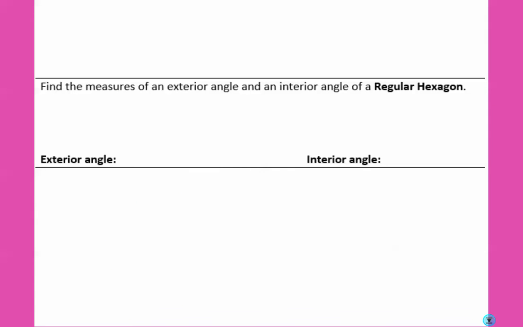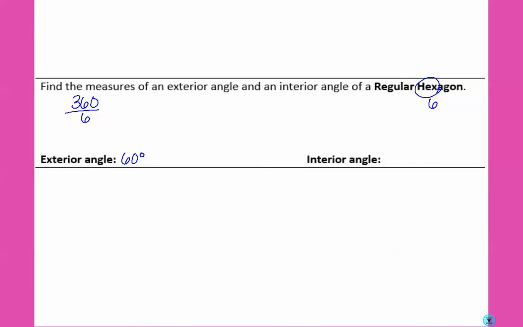Find the measure of an exterior angle and an interior angle of a regular hexagon. So remember, hexagon means 6 sides. I'm going to start with the exterior angles because I think those are easier since they always are 360 degrees. So since it's 360 degrees for the exterior angles, we're going to have 6 of them. We know that the exterior angle would be 60 degrees.